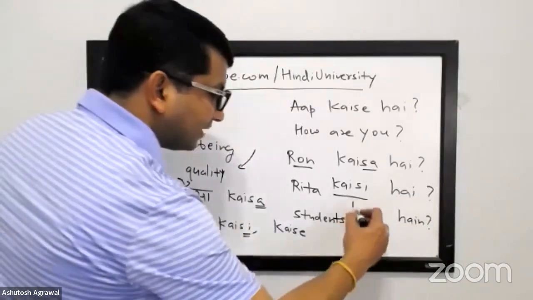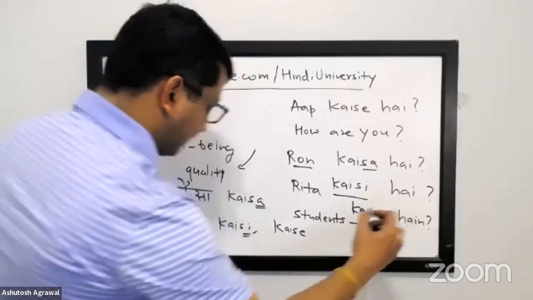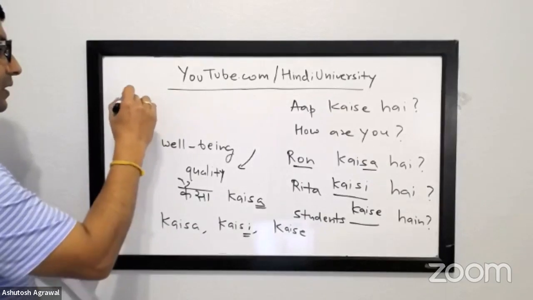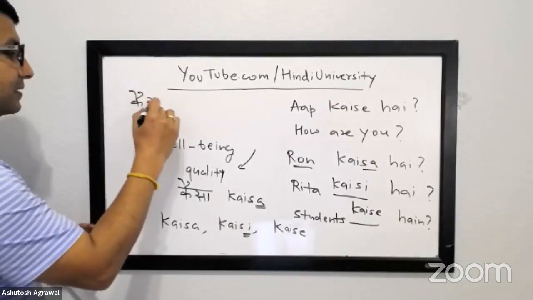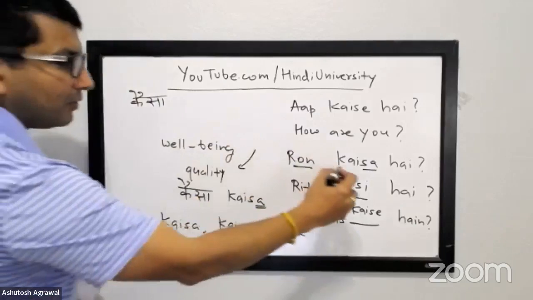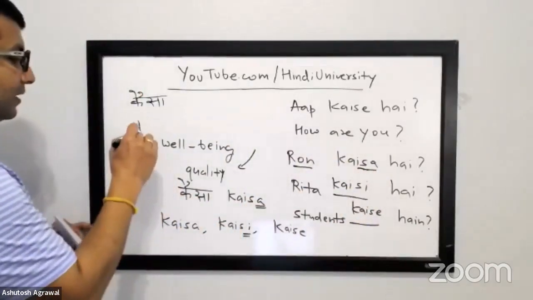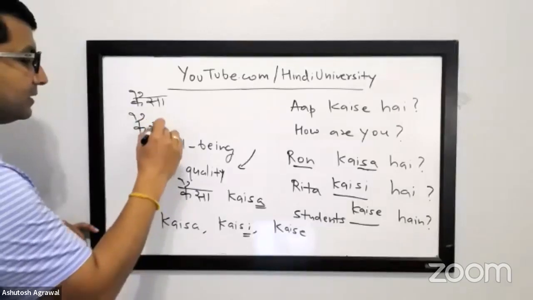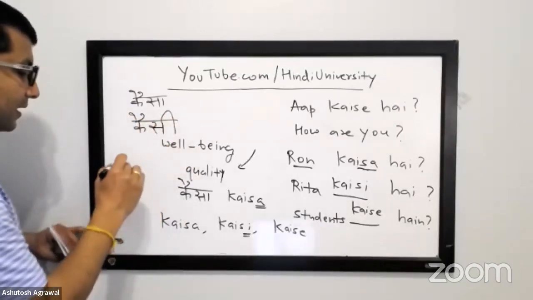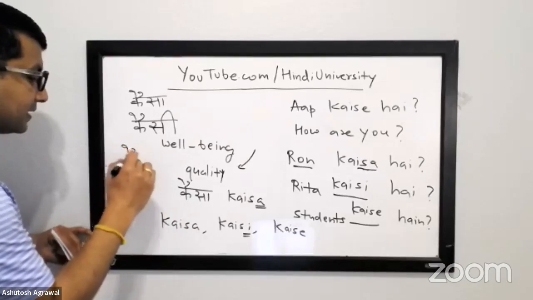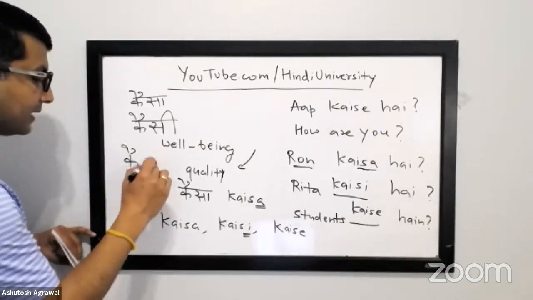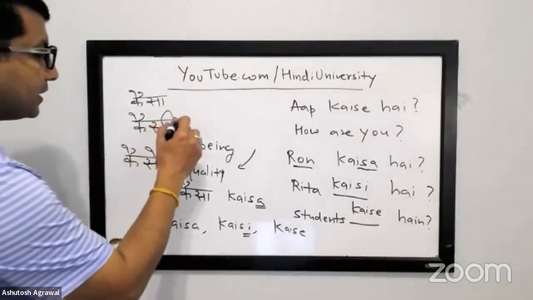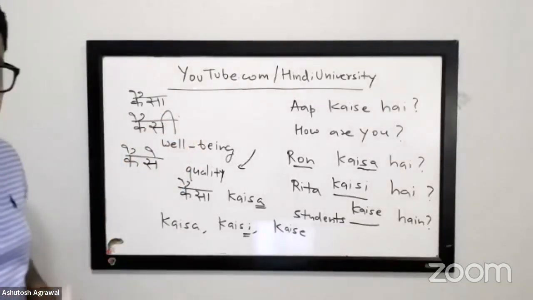Kaise hai. Very good, right? Students कैसे हैं? Hopefully it should be straightforward. As I said, the way you will write it in Devanagari, you have a k with a and then sa. Kaisa for masculine singular. For feminine singular, it's k with two a and then sa with e, kaisi. And for plural, it's k with a, kaise. For feminine plural, there's a nasalized sound behind it, so kaisi hai.